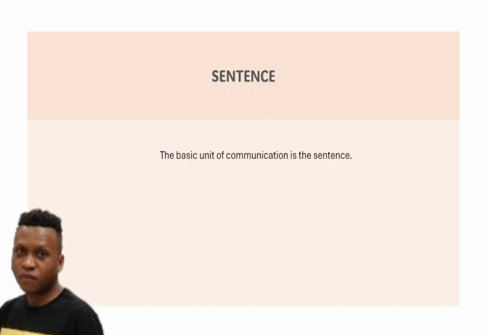So we're gonna look at the sentence. Okay. So when we talk about sentence, we're gonna look at different types of sentences. Okay, so we're gonna look at the simple sentence. I'm gonna cover a lot of stuff here. So the basic unit of communication is the sentence.